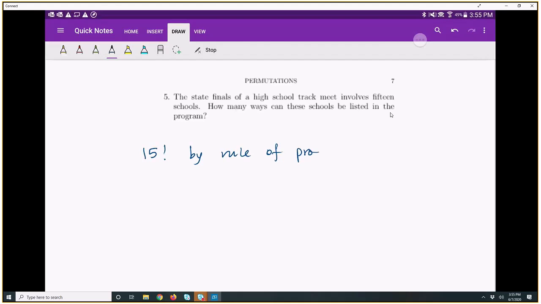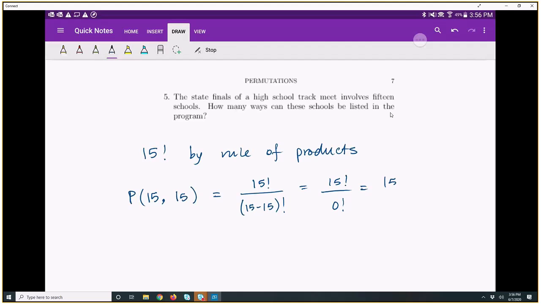Or I can think of it in terms of permutations, and I could say that this is a permutation of 15 objects taken 15 at a time. And that would tell me that it's 15 factorial divided by 15 minus 15 factorial, which is 15 factorial over 0 factorial, which is 15 factorial over 1, which is 15 factorial.